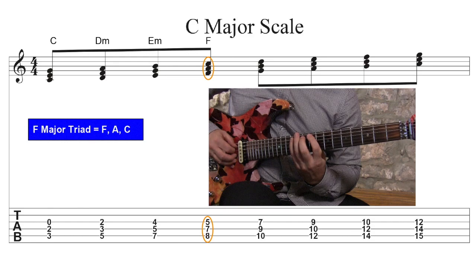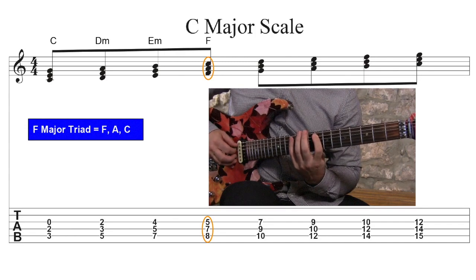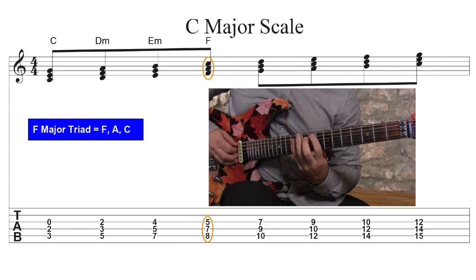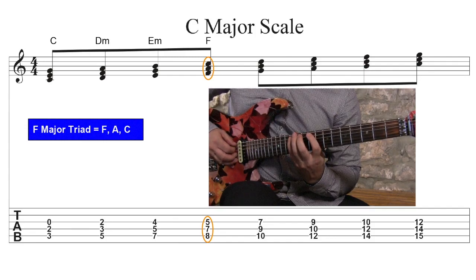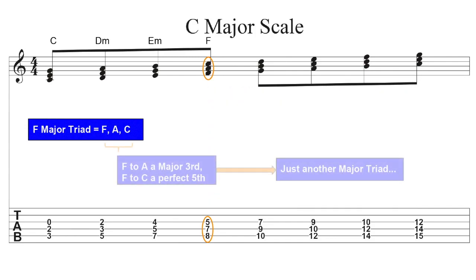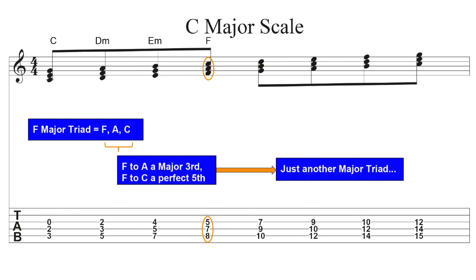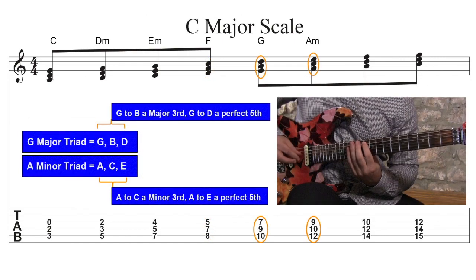Skip G, take A, skip B, take C. We have F, A, C. Sounds like a major triad. F to A is a major third. A to C is a minor third. So again, nothing new in terms of triad types. And then we move on to G.